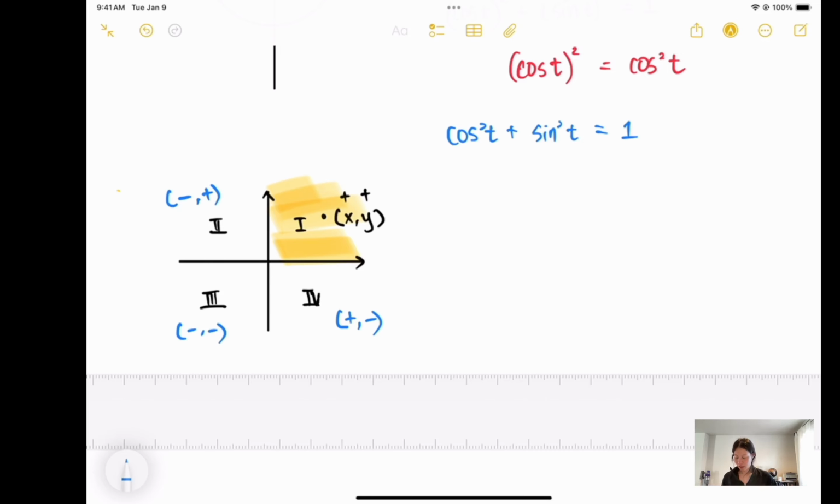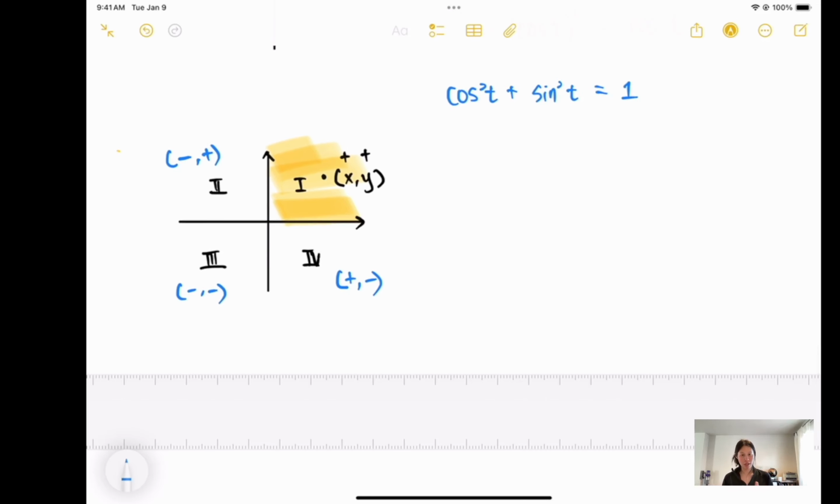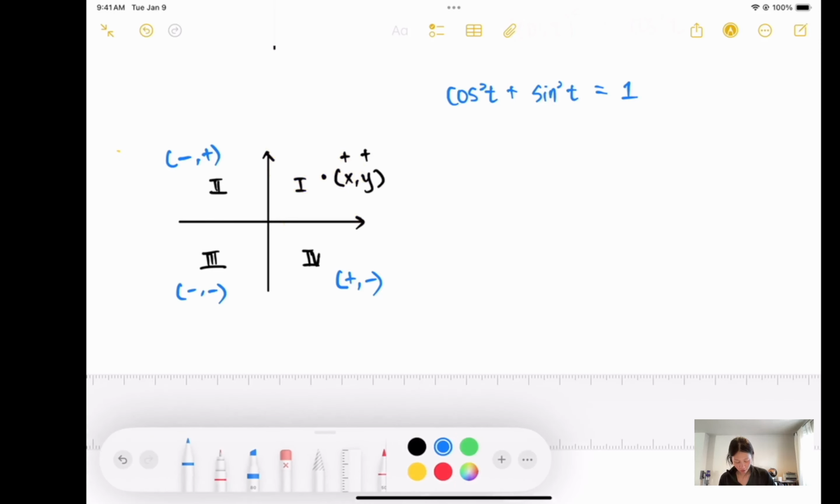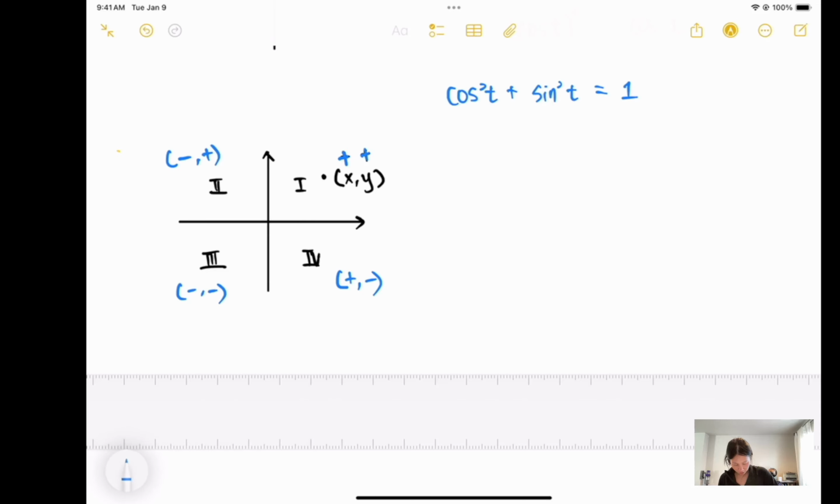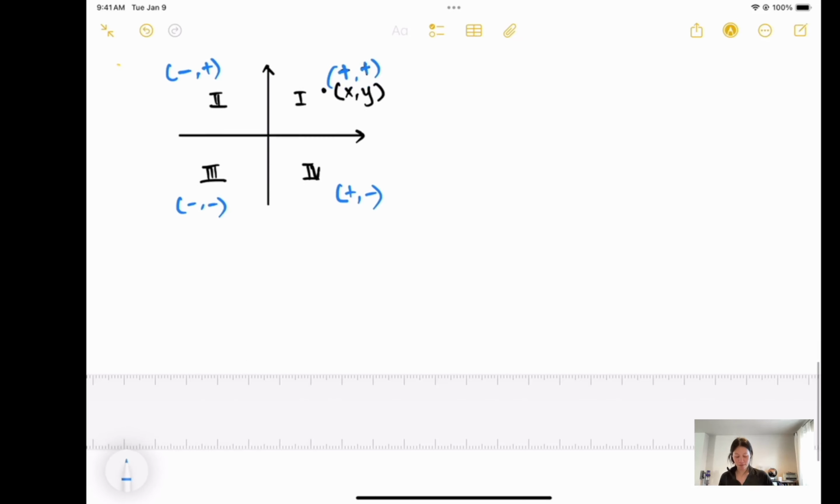And so now why do we need to know that? Because that's related to when we calculate the cosine or sine function, we need to determine whether this is positive or negative. Okay, now let me rewrite this in here, positive and positive.